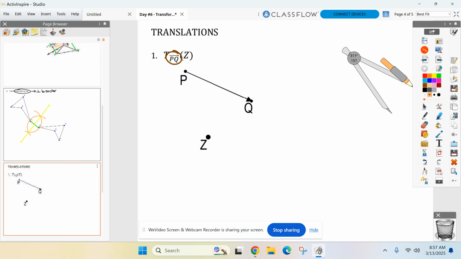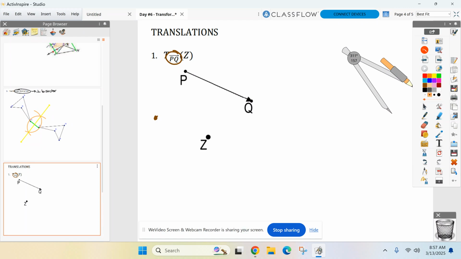So just so everyone knows what we're about to do, we're going to take point Z. We're going to move it in this direction of the vector. So we're coming this way. We're going to move point Z this way, and we're going to move it the length of PQ. So how long PQ is, that's how far we're going to move Z. All right, so let's get in our mind right now where this is going to be. You tell me.